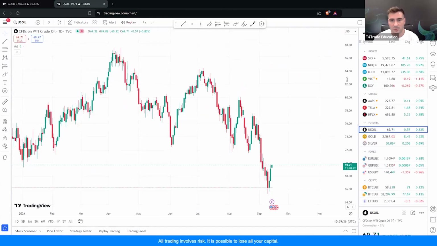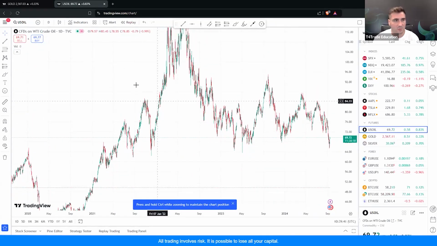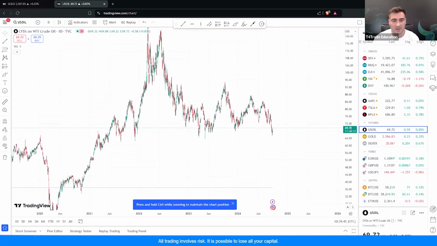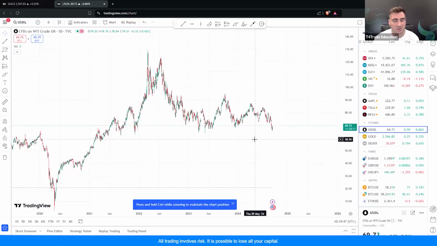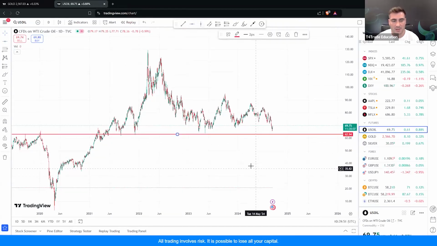So let's move on to WTI quickly. Let's spot support and resistance levels. We are on a daily chart of WTI, and you can see these long-term zigzags, and you can clearly point out that this area right here is important.